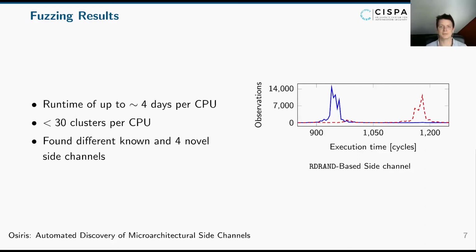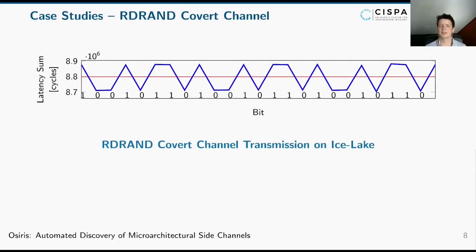So we wanted to go one step ahead here, wanted to make sure that our side channels are actually having some practical impact. So for that, we evaluated them in 3 different case studies. In our first case study, we took a look at our RDRAND side channel and we built a covert channel out of it. So we had a sender and a receiver process, and we were able to transmit information between them. And not only across cores, but also across virtual machines in the AWS cloud.